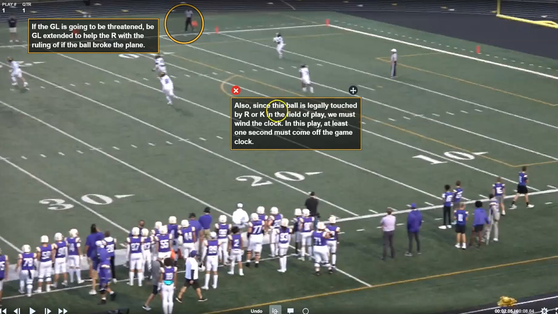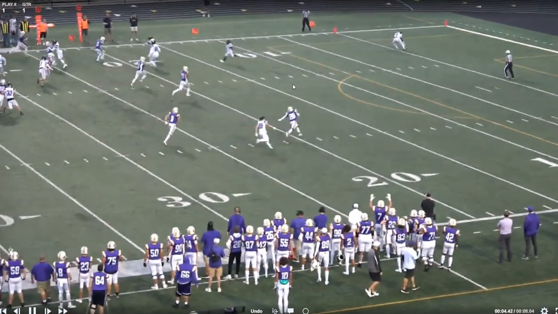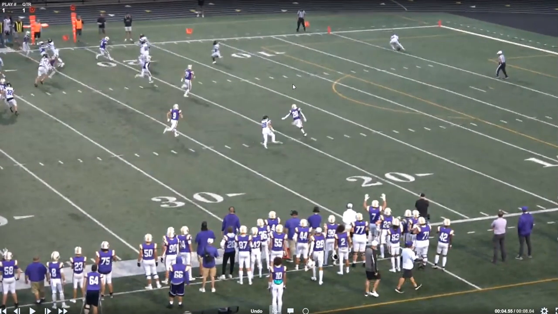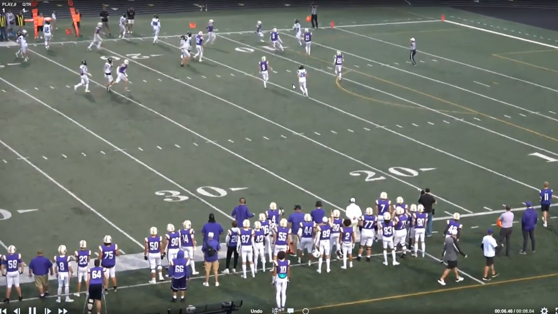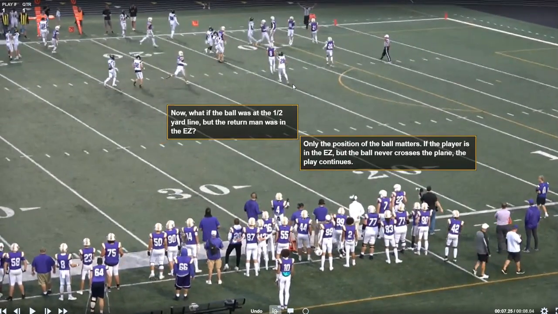All right. Also, since this ball has been legally touched, we need to wind the clock. And in this play, at least 1 second is going to come off the game clock. The only way we're going to have no time come off the game clock is if we have a fair catch, or if a player recovers it while he's grounded, while he's on a knee. But in this case, we have a muff. So that ball, once that breaks the plane, it should be dead. Okay. We do eventually realize it and get this rule right.